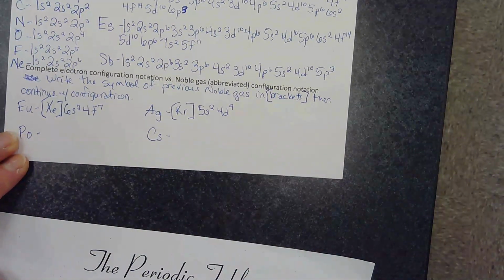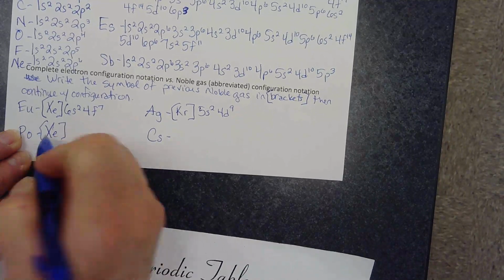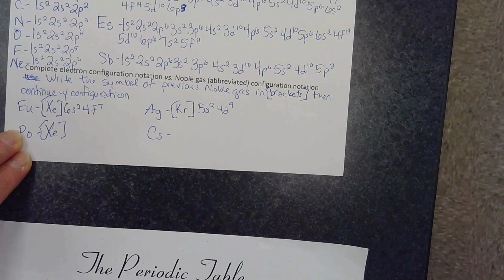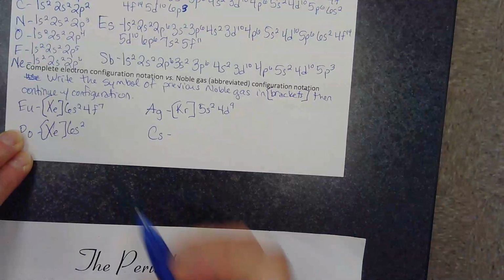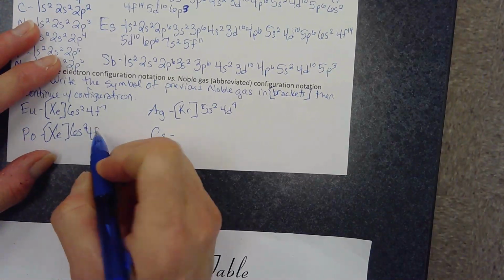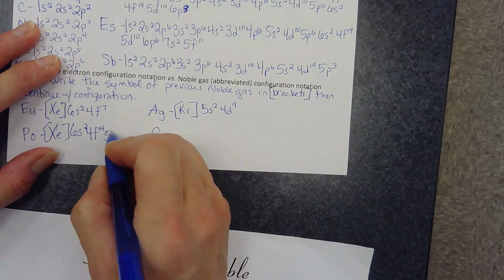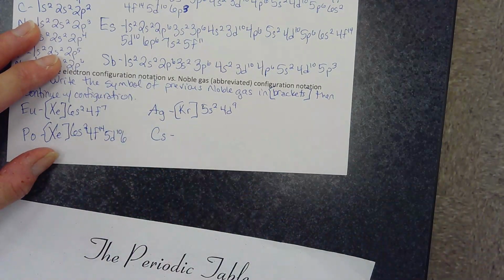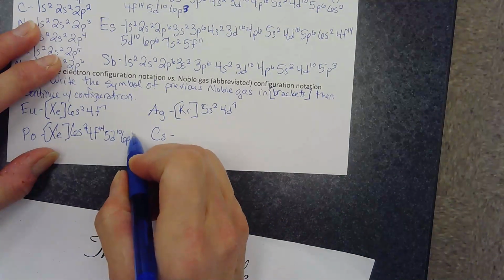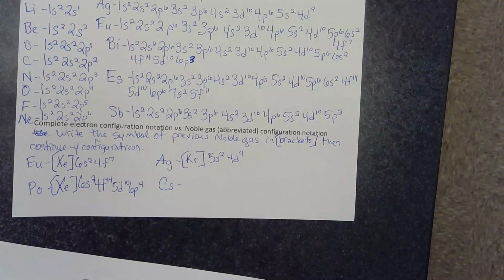All right, polonium. So polonium, what's the previous noble gas? Xenon. Good. And what comes after xenon? 6s2, 5d. What comes after 6s? 4f. Good job, Rance. 4f, how many? 4f14, and then 6p, 1, 2, 3, 4. Good job. You can't forget going down to the f. Yes or no?